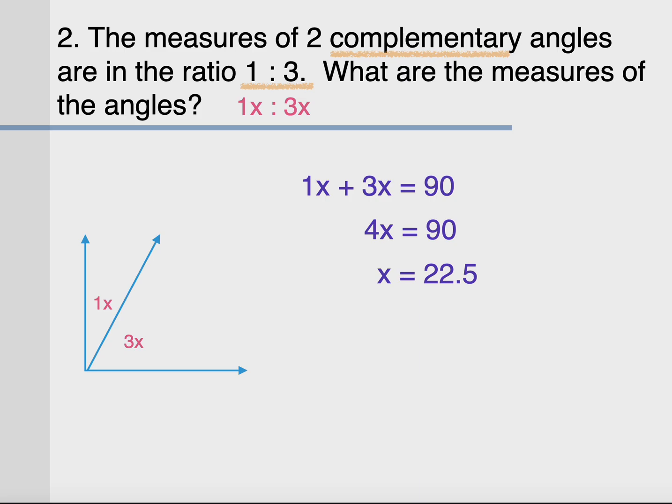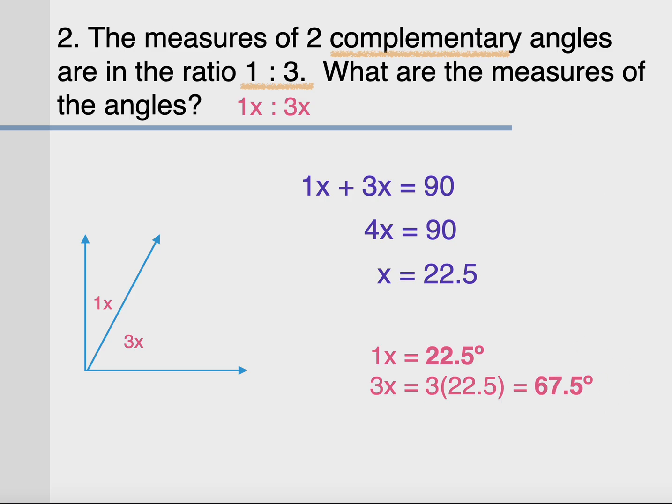And then I want to point out they're not just asking what's x, they are asking what are the measures of both angles. Well, the 1x angle you already have an answer for, because 1x is just 1 times 22.5. What is the measure of the 3x angle? So in the end, the measures of your two angles are 22.5 degrees and 67.5 degrees.